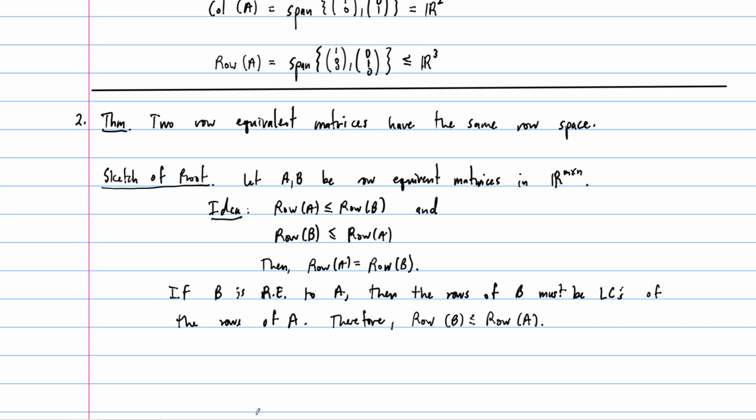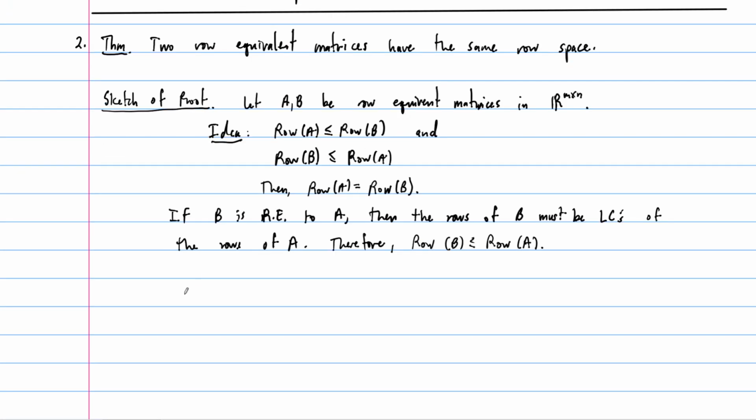So the reverse argument is also true. You can make the same argument starting with A and thinking of B. You can fill in some details here, so it's a recommended exercise to fill in the details and make sure that you fully understand exactly how this works. But at the end of the day, once you do fill in those details, we'll have this theorem: two row equivalent matrices have the same row space.